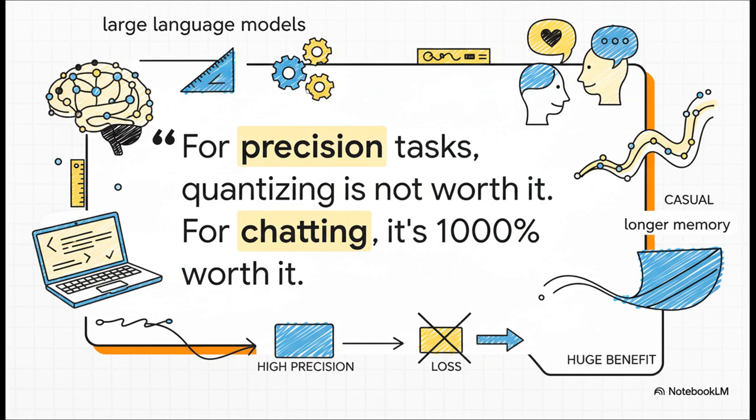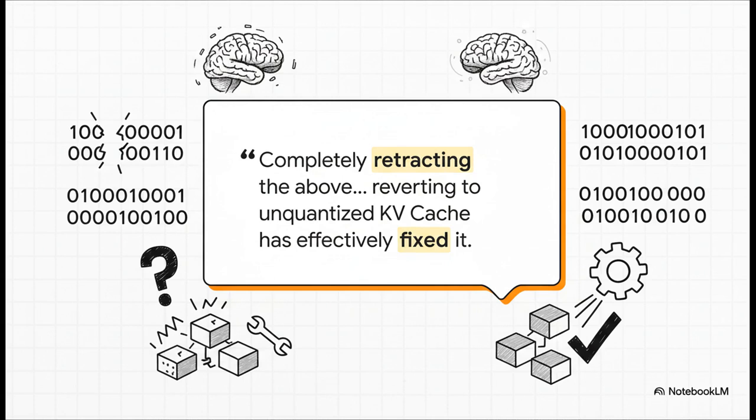But if you're doing something like coding, where every single detail has to be perfect, that tiny loss can become a huge headache. And check this out. Here's another story that makes the point even better. Another user, u/mutant eggroll, posted that they were having great success using a quantized cache for coding. But then they added an edit completely retracting the above, reverting to unquantized KV cache has effectively fixed it. So they were running into these weird, subtle bugs they couldn't figure out. As soon as they switched back to the full precision cache, poof, the problems were gone. It just shows you how much the right setting matters for the task at hand.